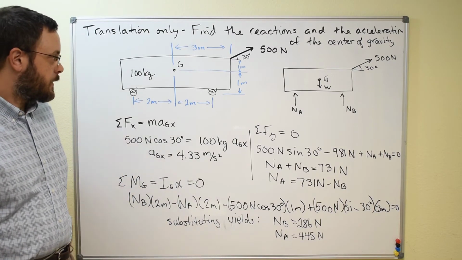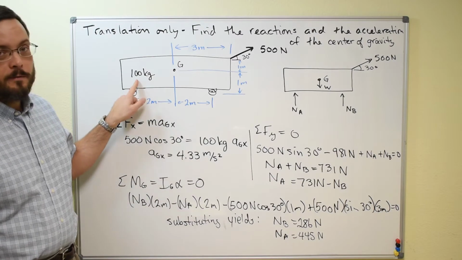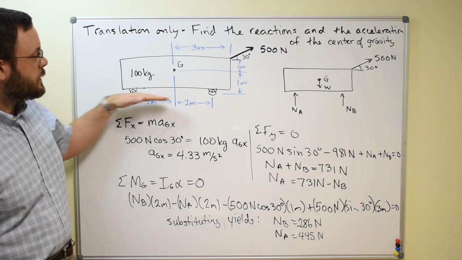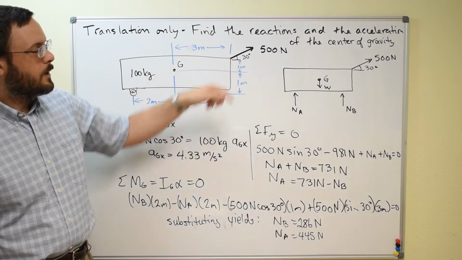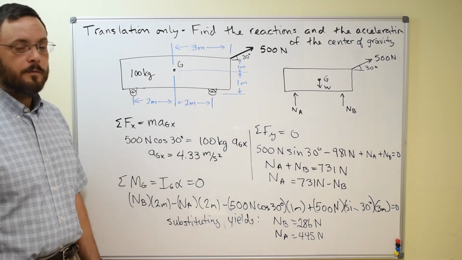So in this case we've got a rail car. It has a mass of 100 kilograms. It has a center of gravity that's located here. It's just resting on the ground here. I forgot to show the ground. And then we have 500 newtons that's being applied to it at an angle of 30 degrees.